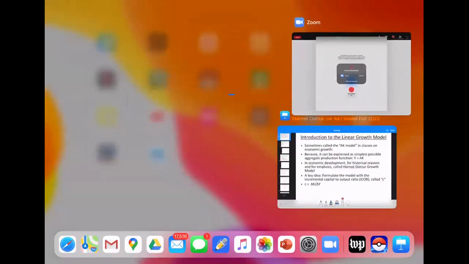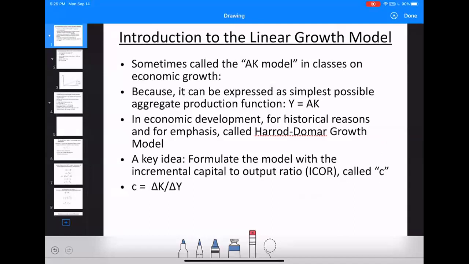Hello, everyone. Today, we're going to talk about the linear growth model, the Harrod-Domar growth model in the textbook. And just note that this is sometimes called the AK growth model, so that if you've seen this in a class in growth, or maybe an intermediate macro class, this is similar to what's called the AK growth model, because it simply is a linear relationship between capital as the only input and output y.